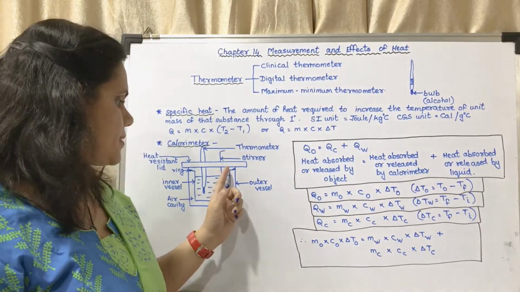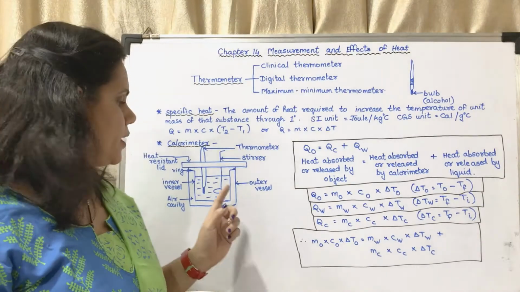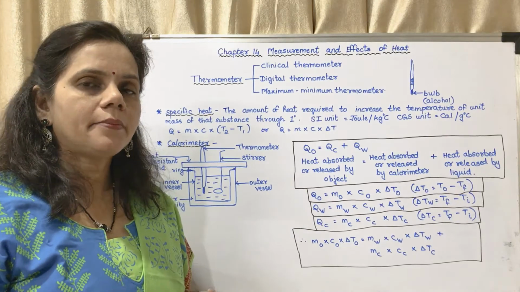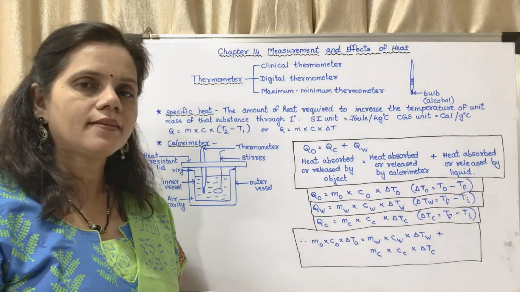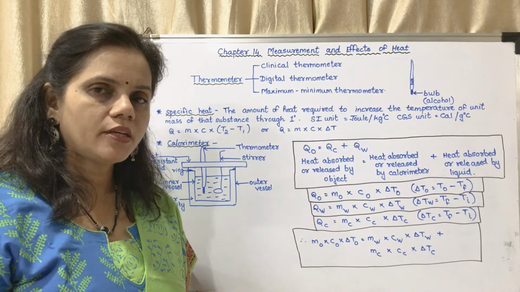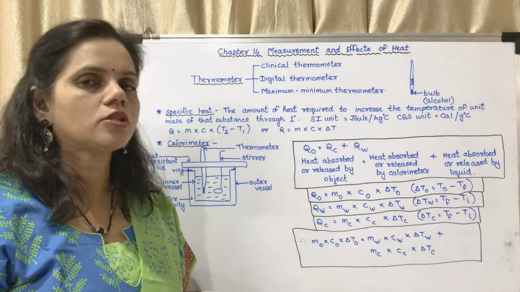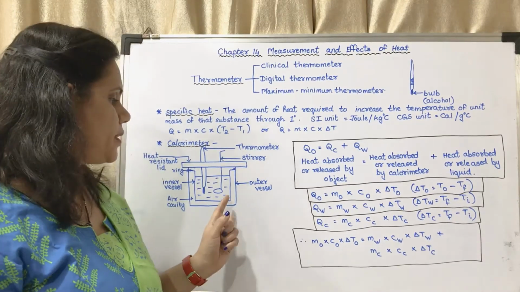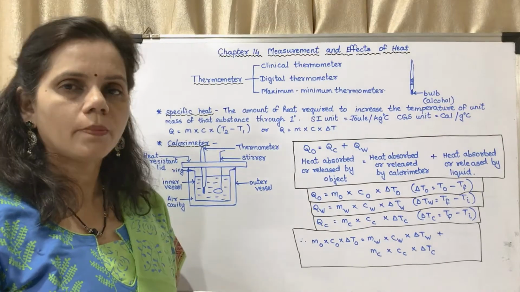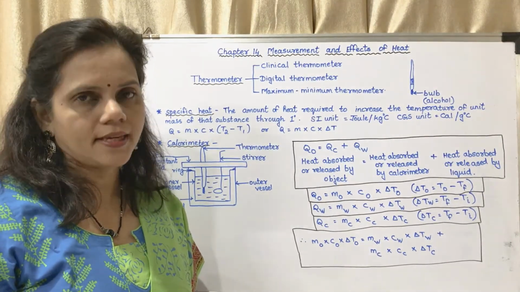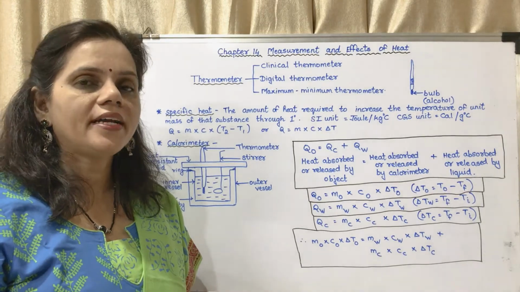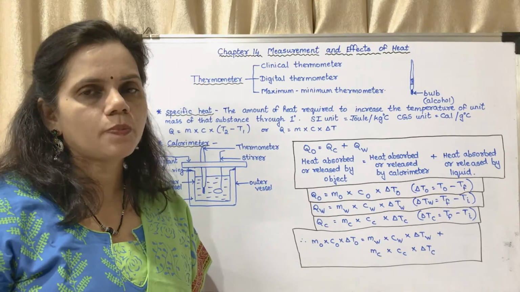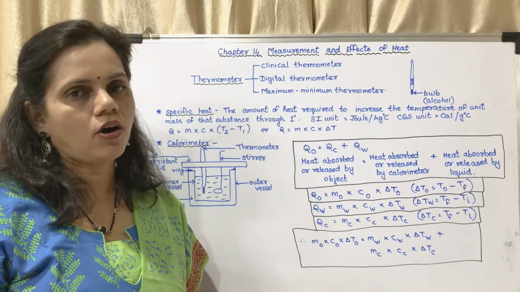Now why a copper vessel? Why especially copper? The liquid inside will give its temperature to that copper vessel. That means the temperature of this liquid and this copper vessel will be the same. When the temperature of the liquid changes, the temperature of the vessel also changes. By finding out the change in temperature and with the help of the equation, we can find out the specific heat of that hot object.